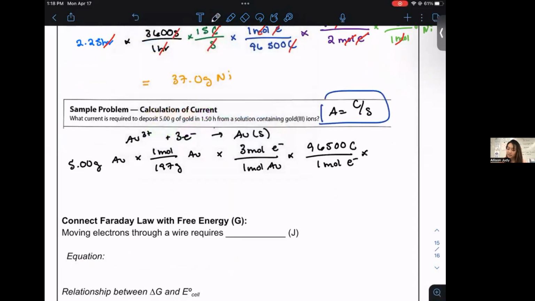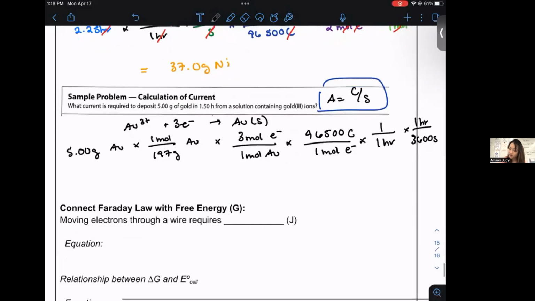I don't have seconds, but I do have 1.5 hours. So I want to get from 1.5 hours to seconds. I'm going to put hours on the bottom initially, and then multiply by 3,600 seconds for every 1 hour. I will get that my final answer is I will generate a current of 1.36 amps, or 1.36 coulombs per second. Just unit conversion with some of the new concepts.